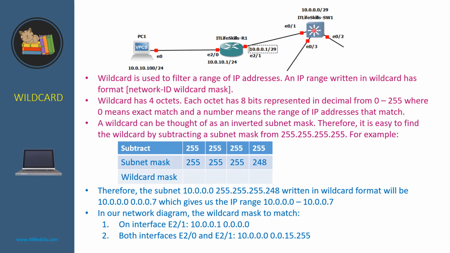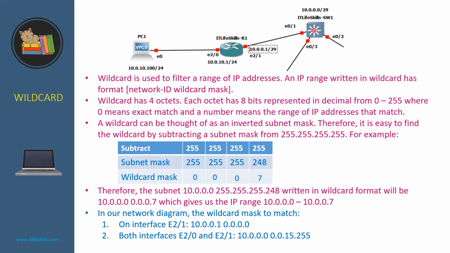A wildcard can be thought of as an inverted subnet mask. Therefore, it is easy to find the wildcard by subtracting a subnet mask from 255.255.255.255. For example, if we have the subnet mask 255.255.255.248, we can find the wildcard mask by subtracting each octet from 255, and in this case the wildcard mask is 0.0.0.7.